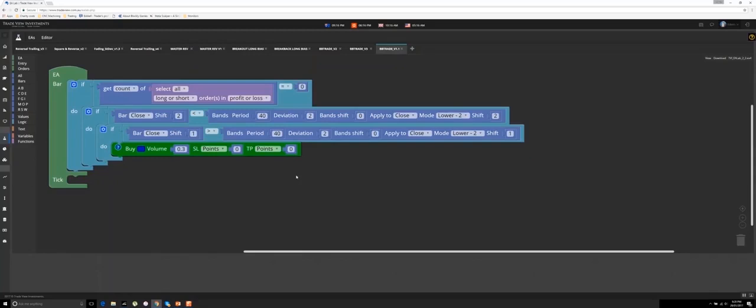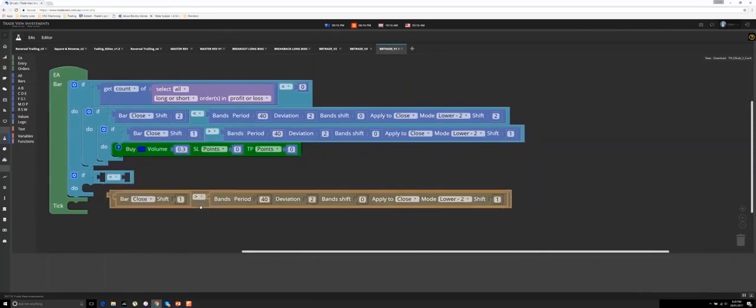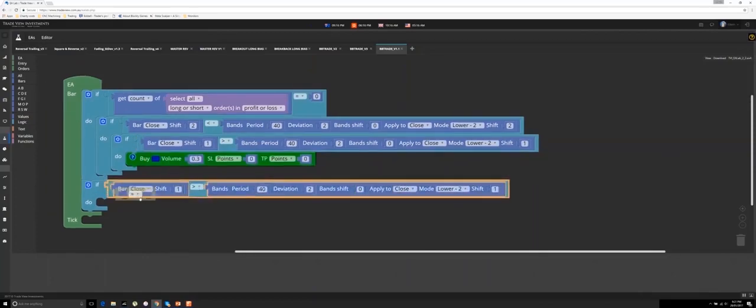Now what I'm going to do is build the exit conditions. So that's all the entry. I'm going to build these exit conditions separately. Okay. So now we're going to exit if the bar close of the last bar is greater than the middle band. So what I'm going to do is duplicate this block here, and delete that one. Okay, so if the bar close is greater than, all this is going to be the same, but we're going to look for the middle band. That's the main, it's 0.